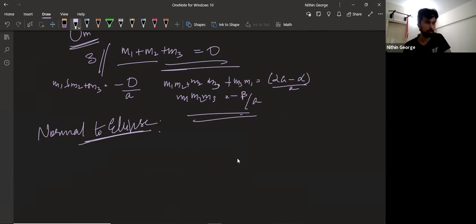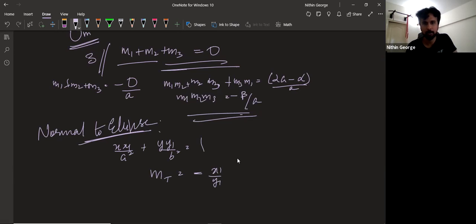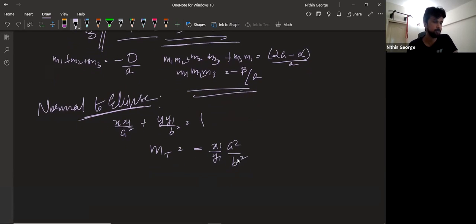Okay. So, how do you find the tangent to the ellipse? xx1 by a square plus yy1 by b square equal to 1. Now, the slope of the tangent will be what? Minus x1 by y1, a square by b square. Okay, slope of the tangent. No, sorry. x1 b square by a square. Okay. Now, the slope of the normal will be what?